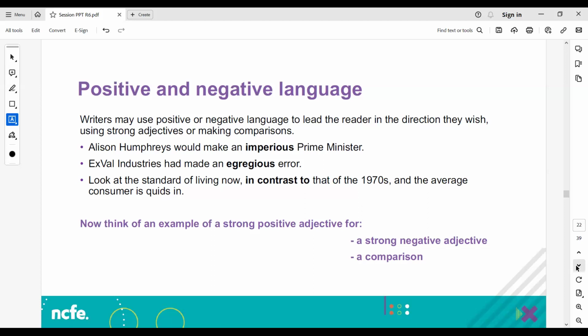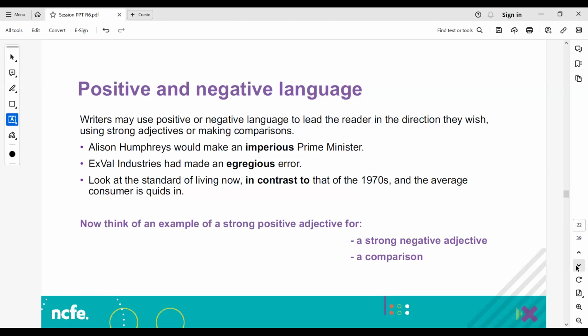So some examples here. Alison Humphreys would make an imperious Prime Minister. So imperious, not a word we come across very often. It means arrogant. So using that word is making us form an opinion of Alison Humphreys, what sort of person she is.